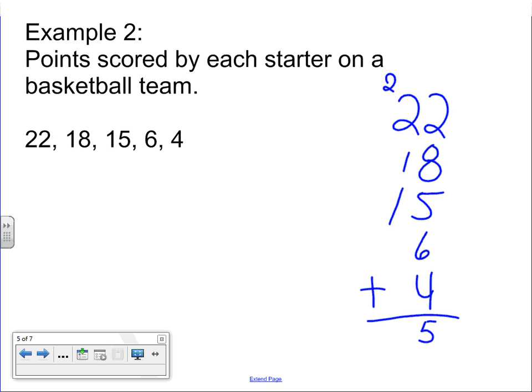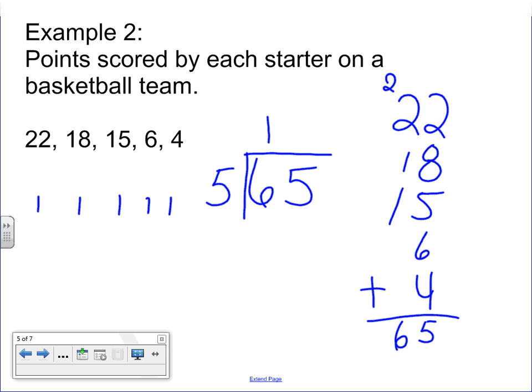2 plus 1 is 4, plus another 2 is 6. So we've got 65 as my total. How many pieces of data do I have? 1, 2, 3, 4, 5 pieces of data there. So we're going to divide by 5.